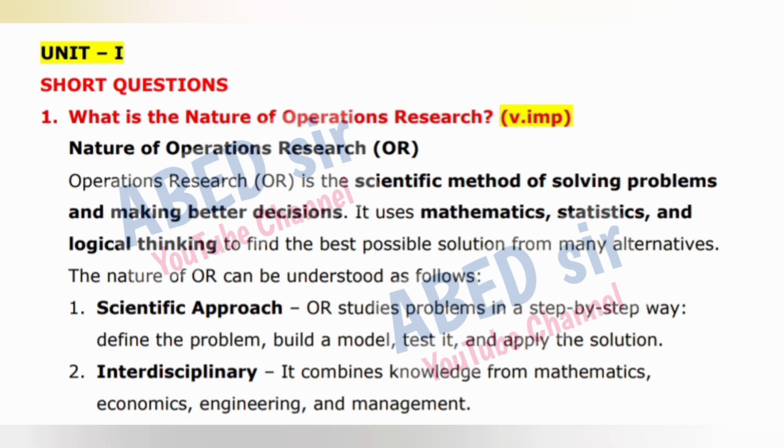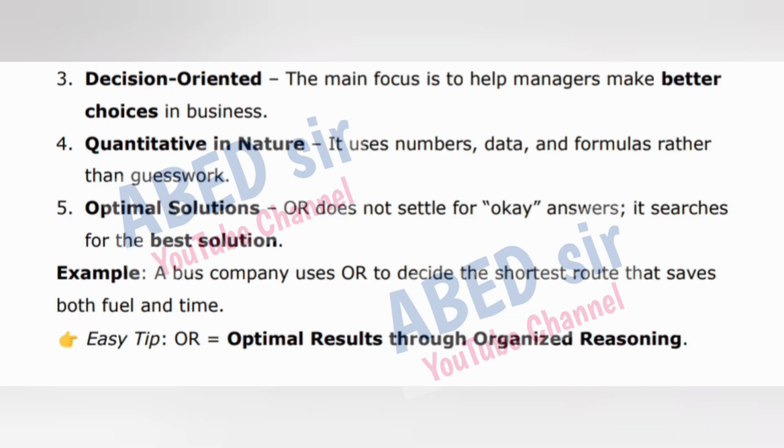1. Scientific approach: OR studies problems in a step-by-step way: define the problem, build a model, test it, and apply the solution. 2. Interdisciplinary: it combines knowledge from mathematics, economics, engineering, and management. 3. Decision-oriented: the main focus is to help managers make better choices in business. 4. Quantitative in nature: it uses numbers, data, and formulas rather than guesswork. 5. Optimal solutions: OR does not settle for okay answers, it searches for the best solution.